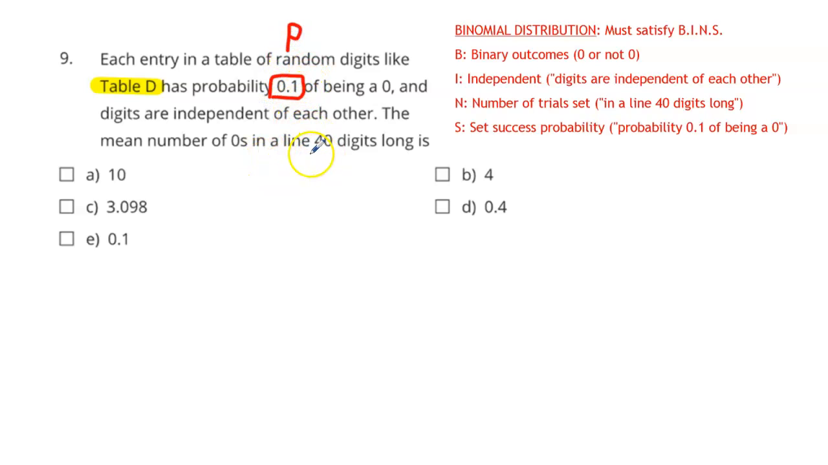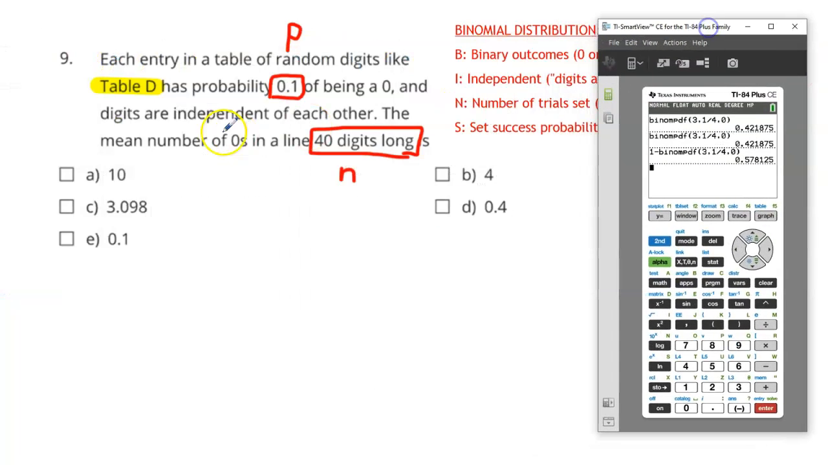And I also know that 40 digits long, that's my N. That is the number of trials. So I'm able to use a probability formula again, just like what I used in the previous problem to figure this one out. So let's bring the calculator back over here. We are trying to figure out the mean number of zeros in a line 40 digits long. Oh, actually, we're not going to use binomial PDF. We're going to calculate the mean using the formula for binomial random variable mean.